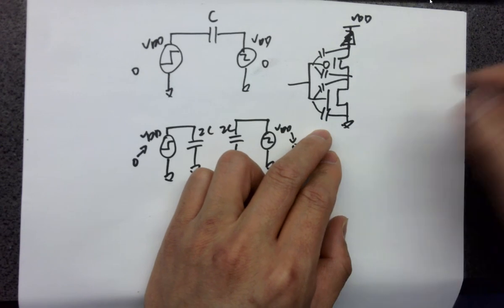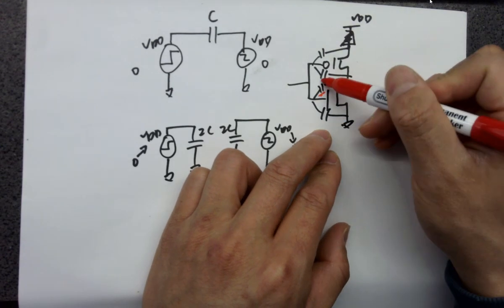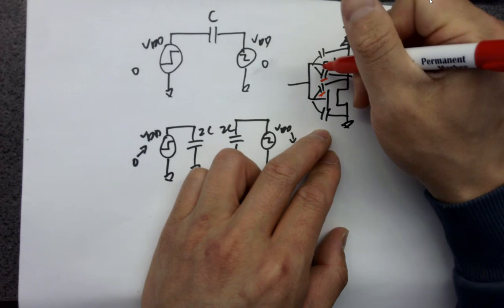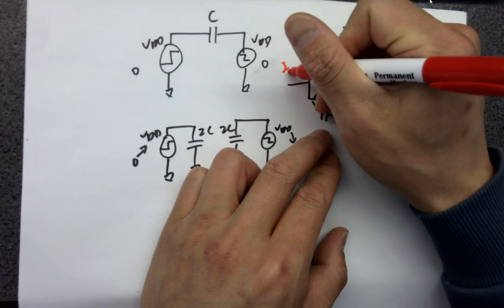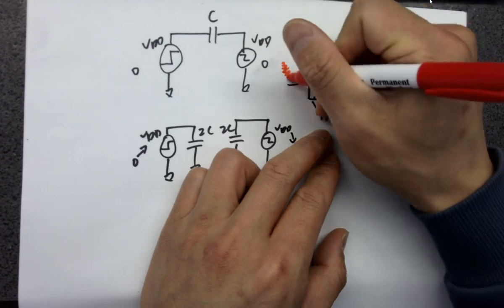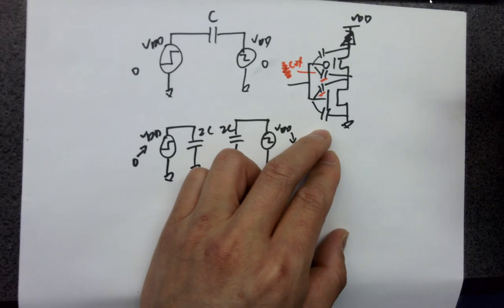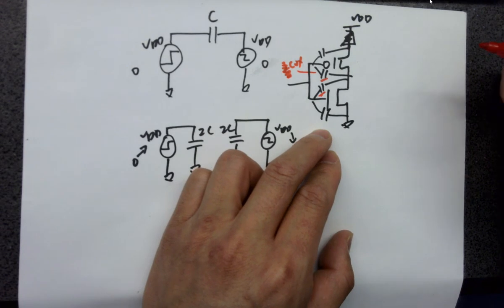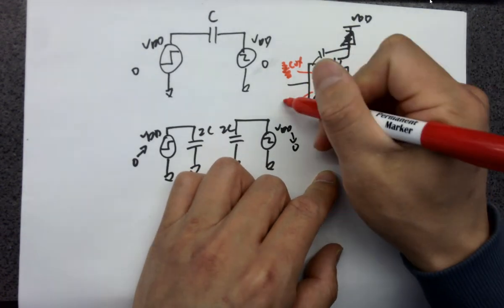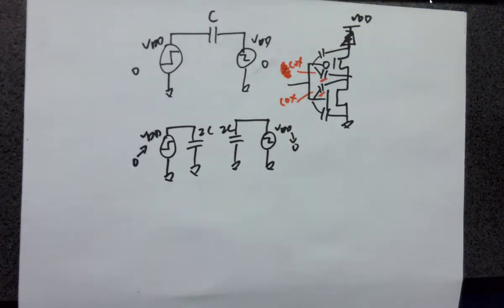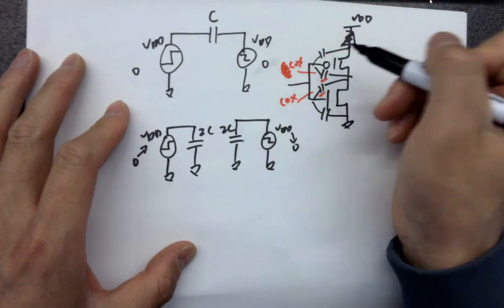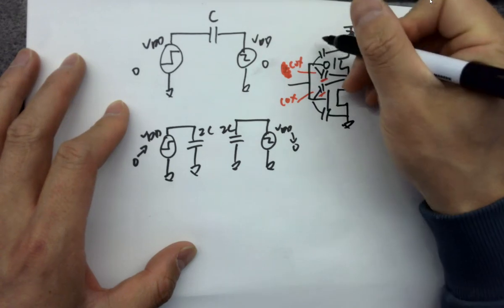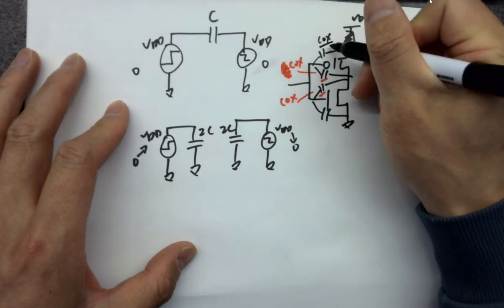However, because of Miller effect, these two caps have Miller effect. So actually, they are contributing one COX. It's 2 times half COX. Same for this one. It's COX instead of half COX. Okay. Eventually, the input capacitance looking into the gate of the inverter becomes 1 COX plus another half COX.